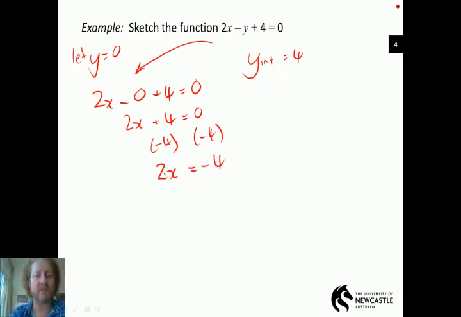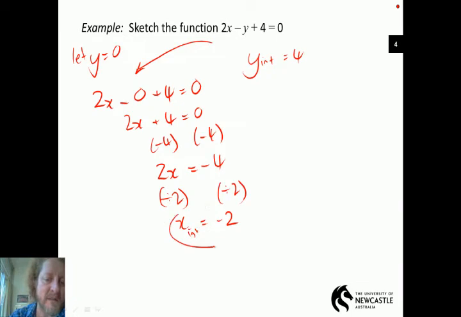How do I get rid of that 2? I don't subtract it, because that 2 is timesing. It's not 2 plus x, it's 2 times x. So I better divide by 2 to do the opposite to times 2. That gives me x equals minus 4 divided by 2, which is minus 2. So I know my x-intercept is minus 2, and I know my y-intercept is 4.